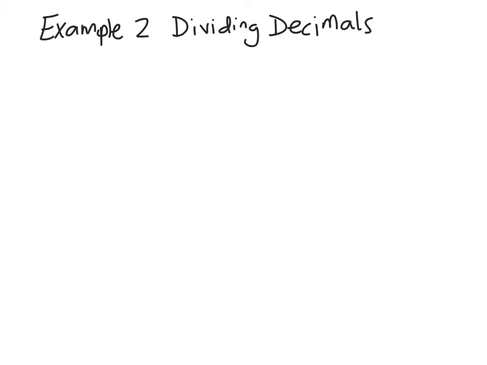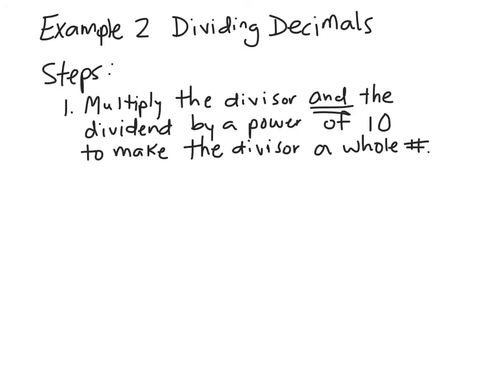Example 2 is dividing decimals. So now we're going to divide decimal by decimal. So here are the steps to complete that. So the first step seems a little confusing. So listen, multiply the divisor and the dividend by a power of 10 to make the divisor a whole number. So this is what I mean.